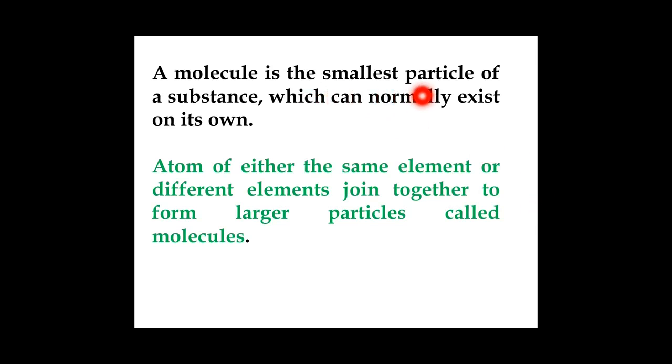A molecule is the smallest particle of a substance which can normally exist on its own. So molecules can normally exist on their own. Atoms of either the same element or different elements join together to form larger particles called molecules. So what we have discussed is that atoms combine to form molecules, whether atoms of the same element or atoms of different elements.